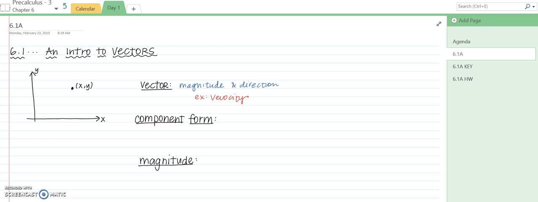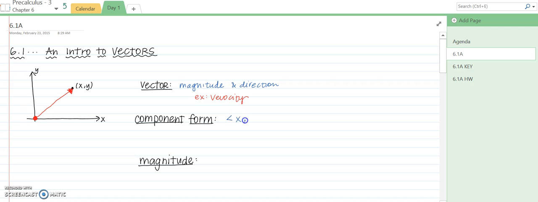If I want to actually graph a vector, I can have it start at 0, 0 and run through that nice point at x, y. The vector would be what I have represented in red. It looks almost like a ray in geometry, where you have a clear starting point, but it goes on forever in a specific direction. Component form is the next big thing.